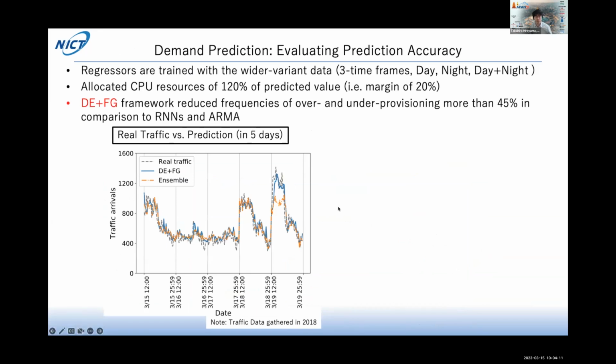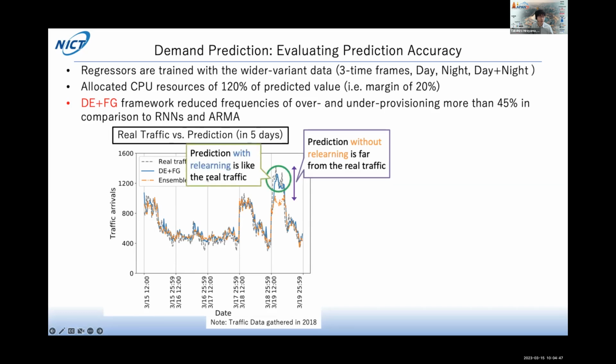We evaluated the prediction accuracy against traffic arrivals of web services on our NICT website. We set the amount of CPU resources to be 20% larger than the predicted value. 20% means the margin. This figure shows one of the remarkable improvements of the relearning mechanism. If the relearning mechanism is not included, the predicted traffic is far from the real traffic. However, the relearning mechanism improves the accuracy like this.